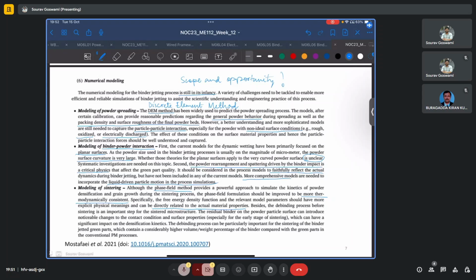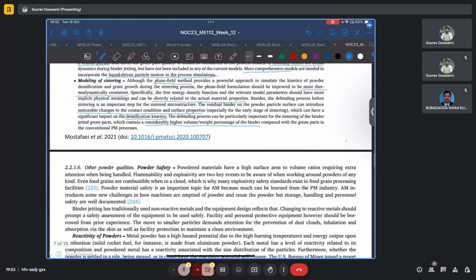Besides, the debinding process before sintering is an important step, and the residual binder on the powder particle surface can introduce noticeable changes in the contact condition and surface properties, which can have a significant impact on the overall densification and sintering kinetics. Thus, the debinding process can be particularly important for the sintering of the binder related green parts, which contain a considerably higher volume or weight percent of the binder compared with the green parts.